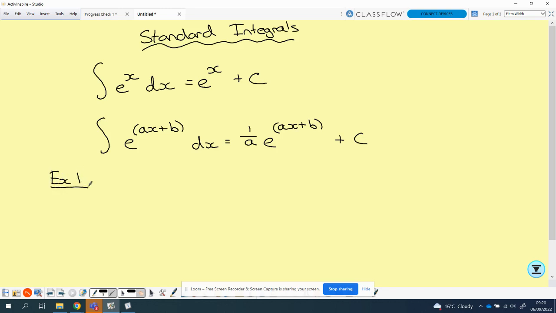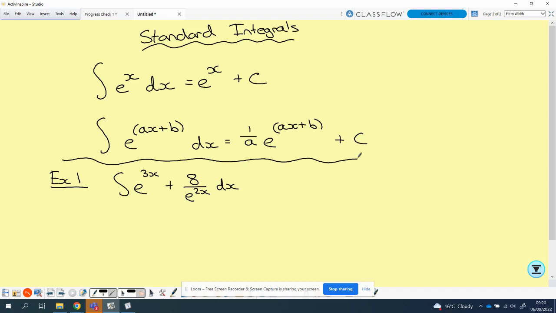So, example 1, let's integrate e to the 3x plus 8 over e to the 2x, with respect to x. Okay, so that's our first example there. Before I integrate this, I need to put it into the right format. So e to 3x is fine, but here I'm going to have plus 8 e to the negative 2x. I'm going to bring that power up and make it negative 2x so I can integrate it.